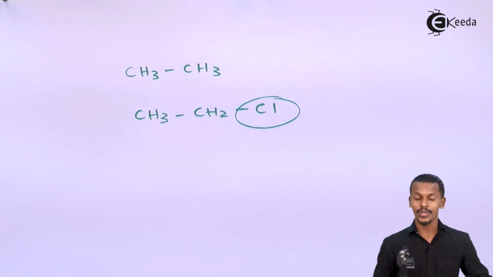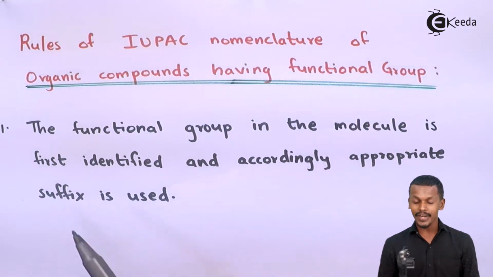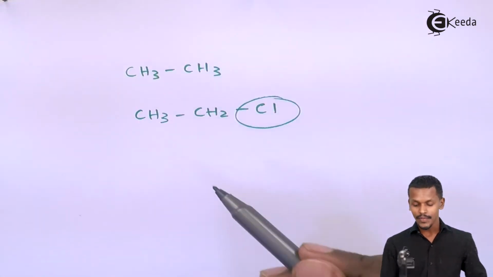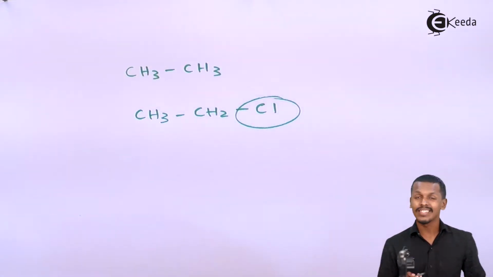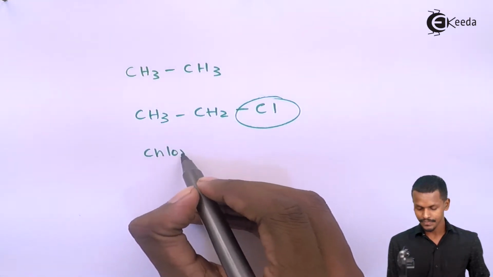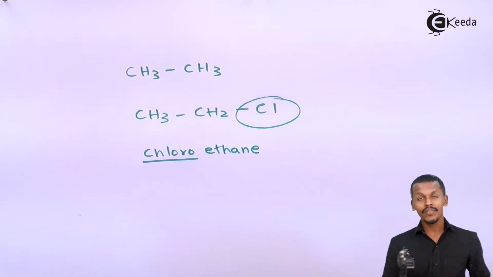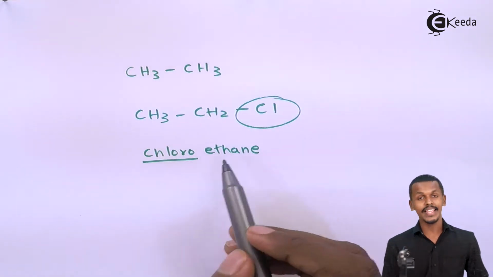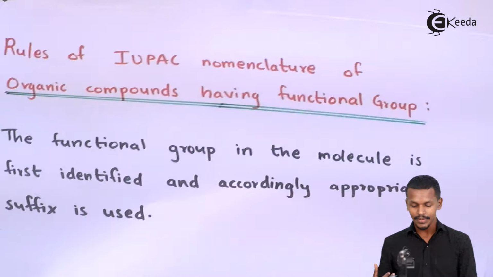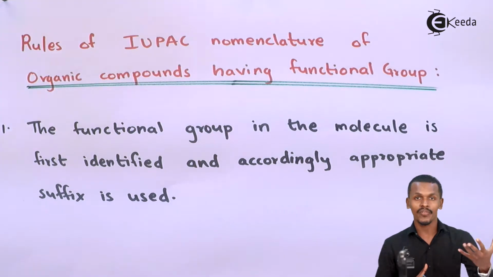So that is what we have got to know in the first point, that the functional group in the molecule is first identified and accordingly the appropriate suffix is used. In this case we could say this would be known as ethyl chloride, or we could call it chloroethane. Here, chloro is the prefix, while ethane is the suffix. According to that we have used the suffix, and we have considered how many carbon atoms are there, and this is the example we have taken.